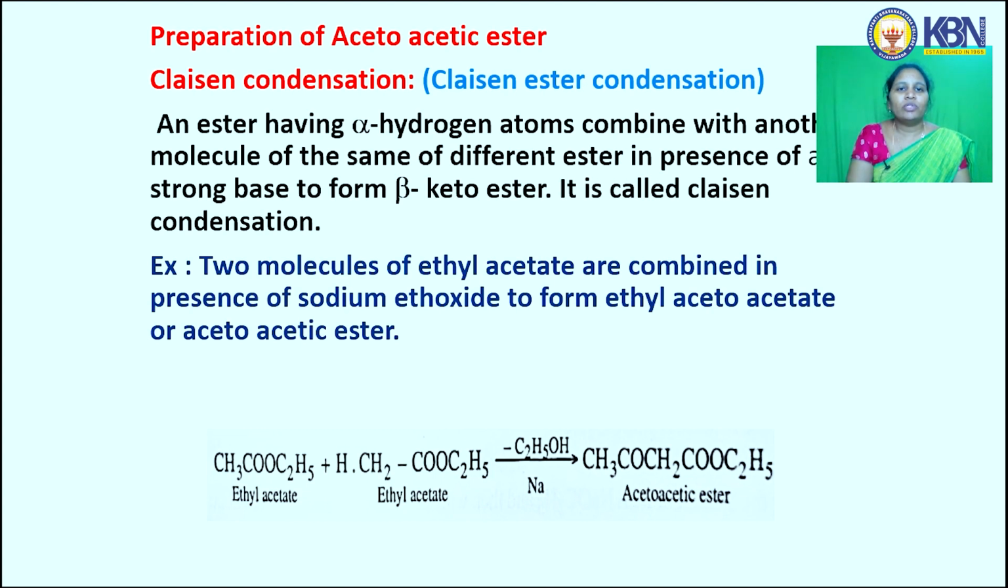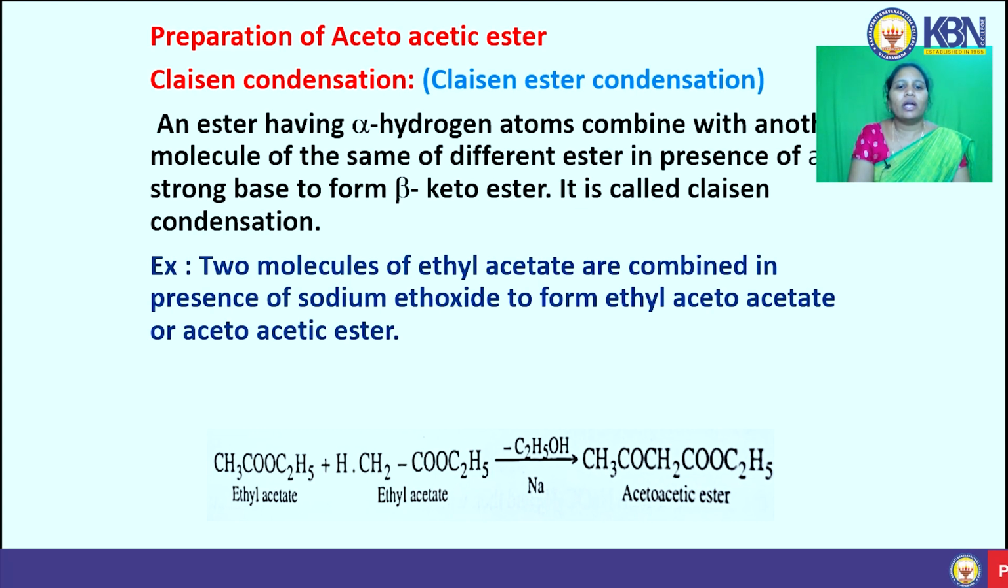So let us discuss the preparation of an active methylene compound, that is acetoacetic ester. It is usually prepared by Claisen condensation, which can also be called Claisen ester condensation. In this process, an ester having alpha hydrogen atoms combines with another molecule of the same or a different ester in the presence of a strong base to form a beta keto ester. It is called a Claisen condensation.